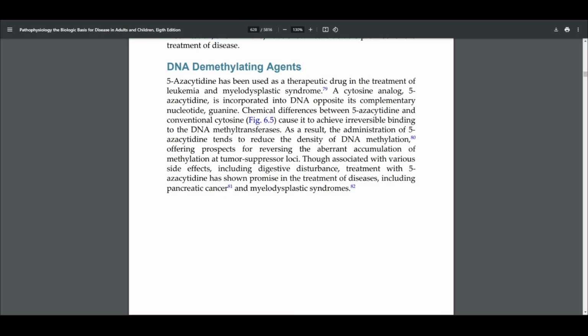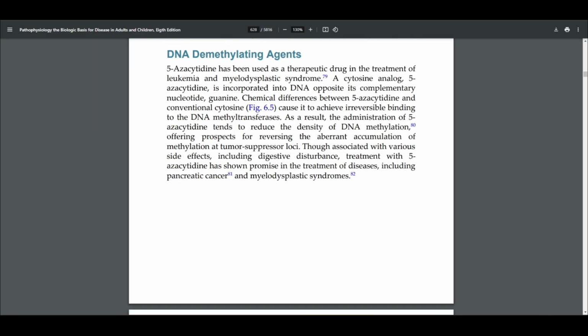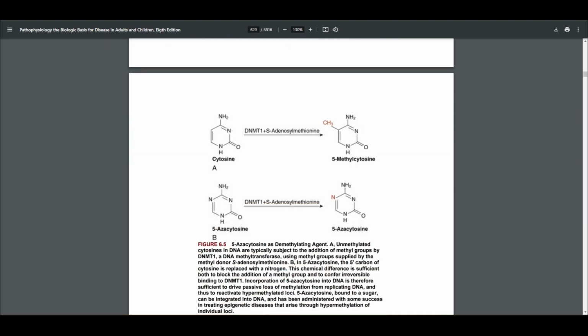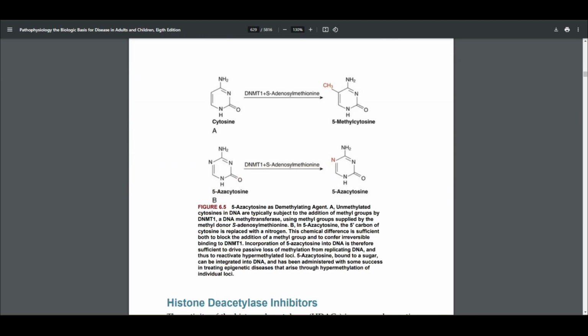Though associated with various side effects, including digestive disturbances, treatment with the medication has shown promise in the treatment of diseases, including pancreatic cancer and myelodysplastic syndromes. Here's a picture of that medicine.